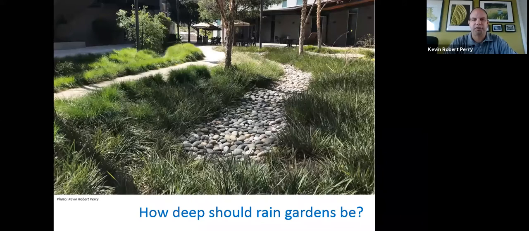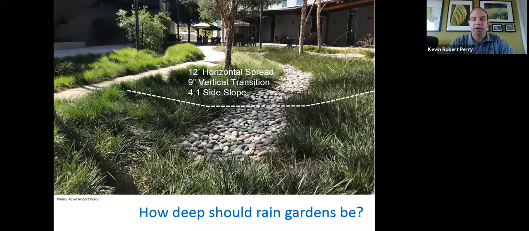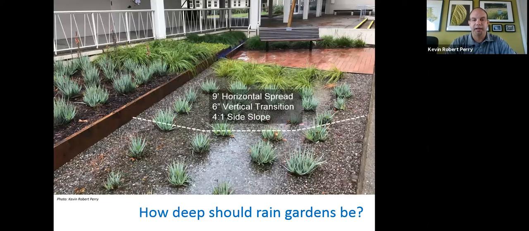So just to put this formula in action, here's an example of a 12-foot wide rain garden. If you take that same formula, it's suggesting that maybe we have 9 inches of vertical transition, but there's an outlet on this that only allows for 6 inches of water to be captured in any given storm event. Same here, where we have about 9 feet of horizontal spread, I'm suggesting maybe just 6 inches of vertical transition, or 6 inches of ponded water, with this application. So just something to keep in mind.